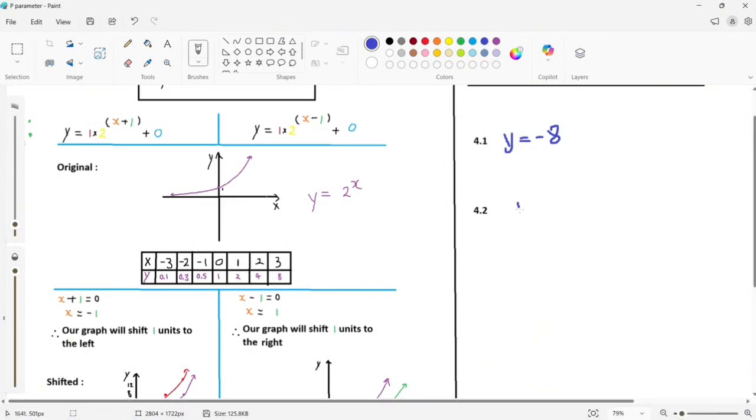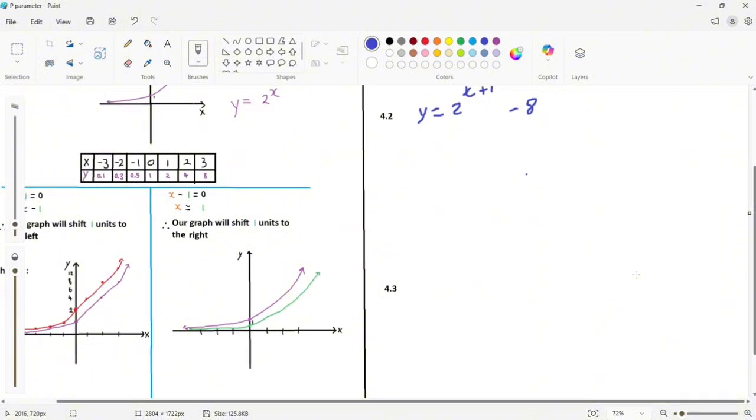Let's answer this question. So we're sketching that graph. We're given y is equal to 2 to the power of x plus 1, minus 8.